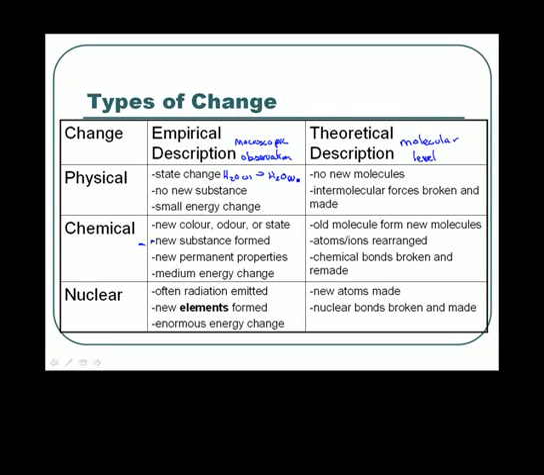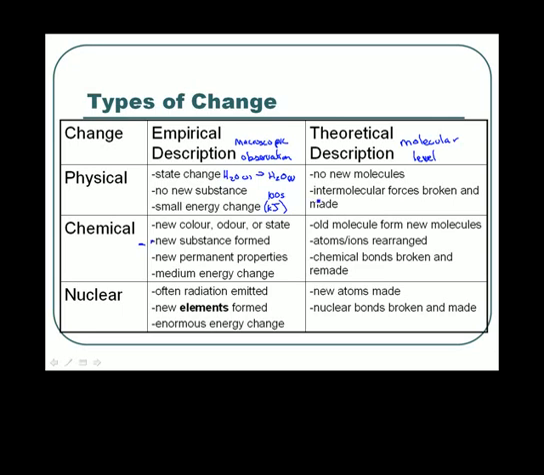In terms of the amount of energy that it takes to do this, it's usually considered to be a small amount of energy. We'll discuss more of this in Chemistry 30, but it's usually measured in kilojoules, and it's in the hundreds of kilojoules. The theoretical description is that there are no new molecules. So we started with water molecules to begin with. We end up with water molecules in the end.